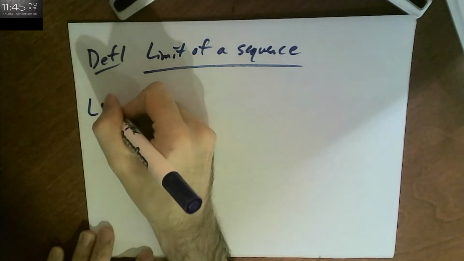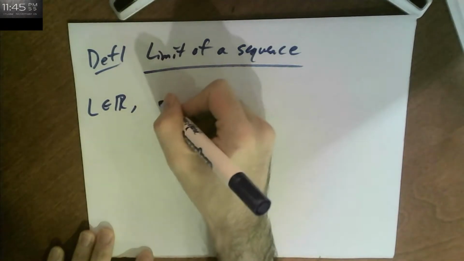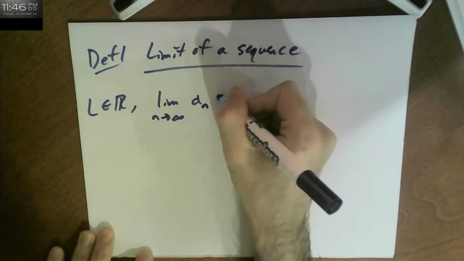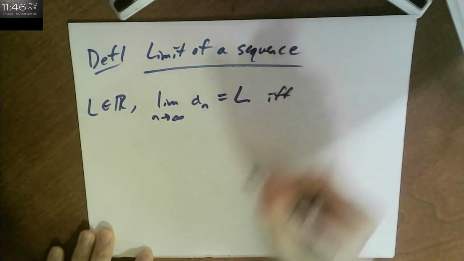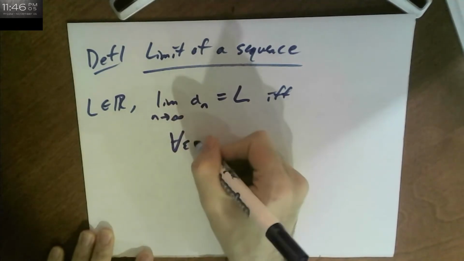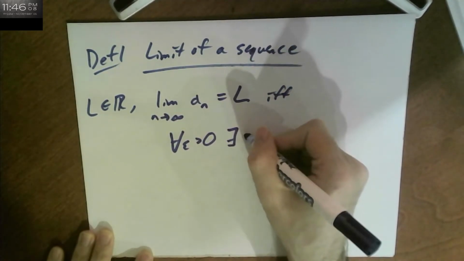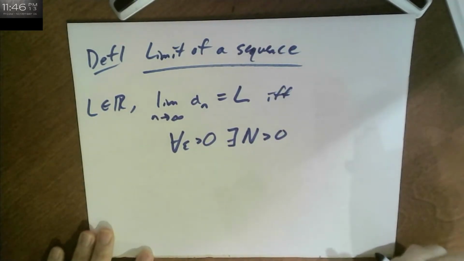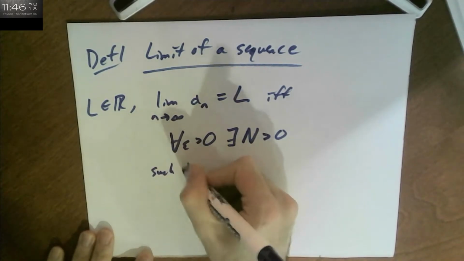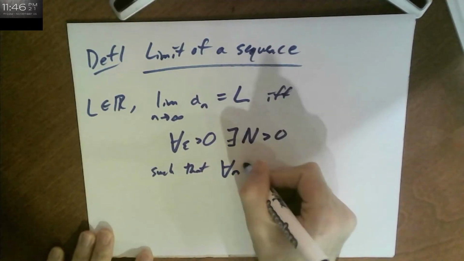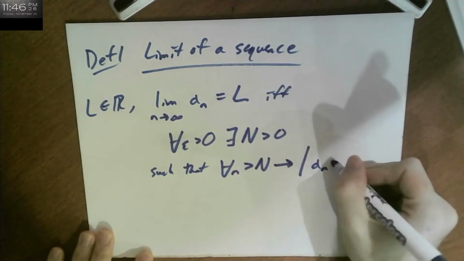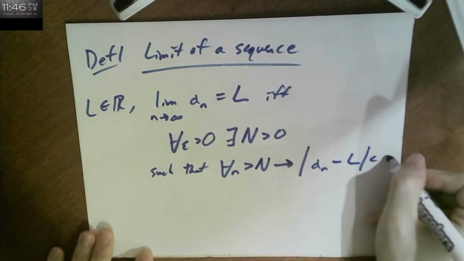Consider the following. Let L be some real number. We say that the limit as n goes to infinity of a sub n is equal to L if and only if for every epsilon greater than 0 there is a capital N greater than 0 such that for all little n bigger than capital N, that will imply that the difference between a sub n and L is less than epsilon.